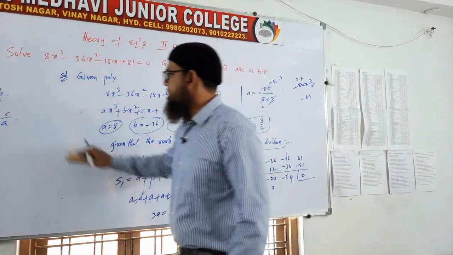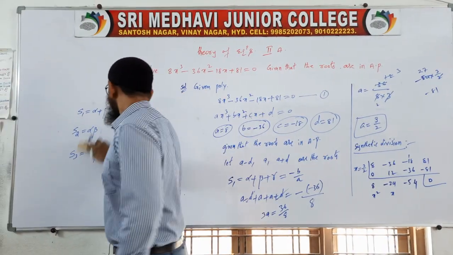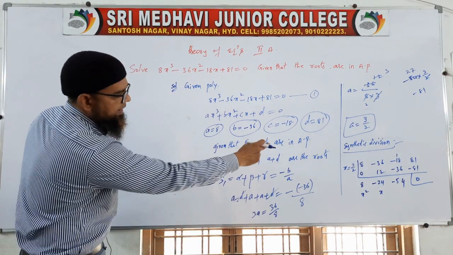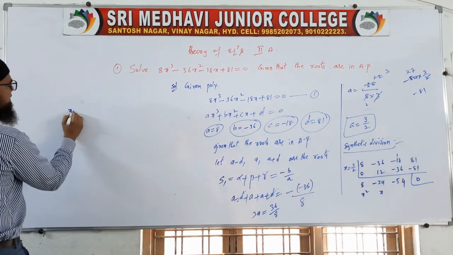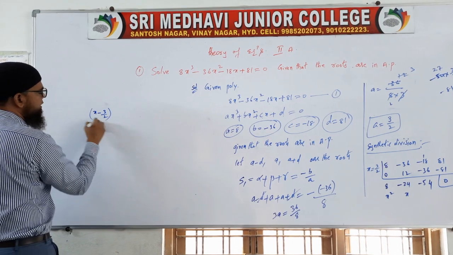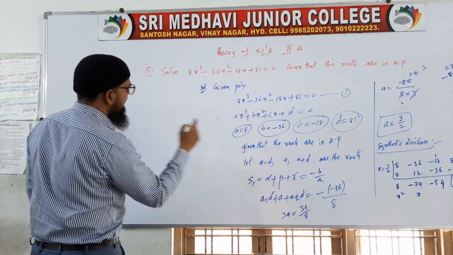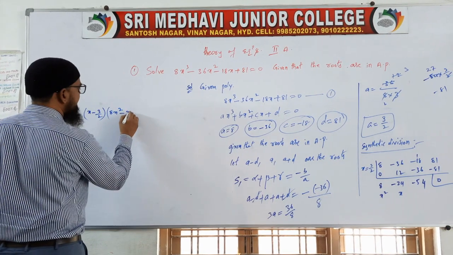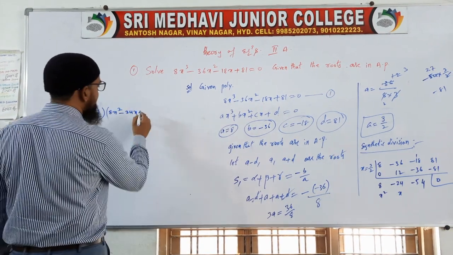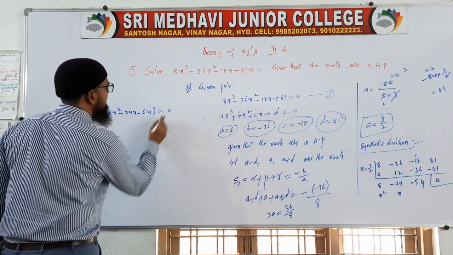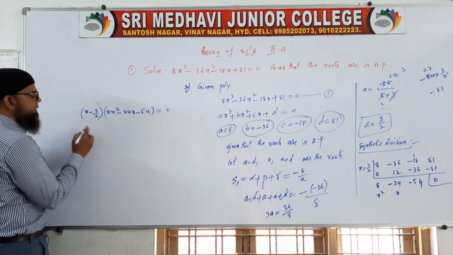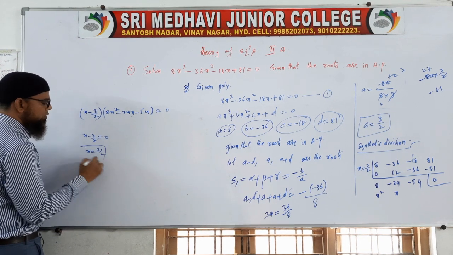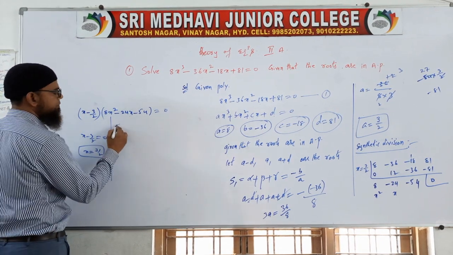So come to here, that x is equal to 3 by 2 is there, now that we have to take like this, x minus 3 by 2 into 8x square. Then the next one is what? Minus 24x. Then next one is what? Minus 54 is equal to 0. So x minus 3 by 2 is equal to 0, x is equal to 3 by 2. One root is over.